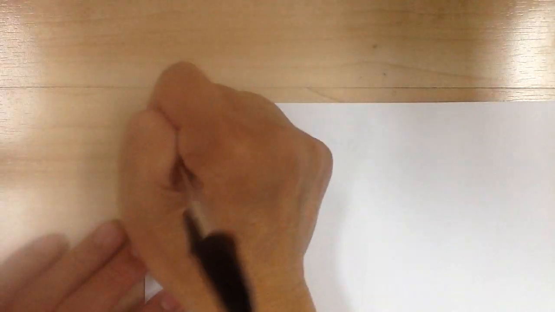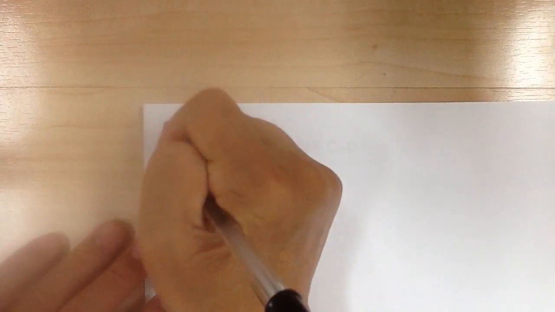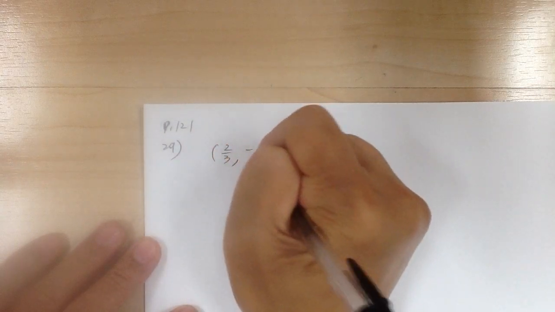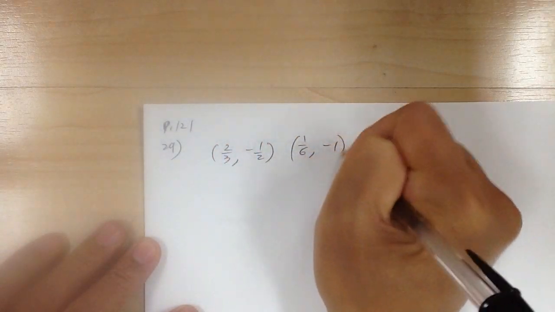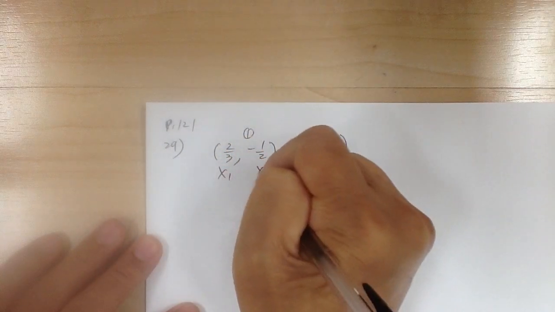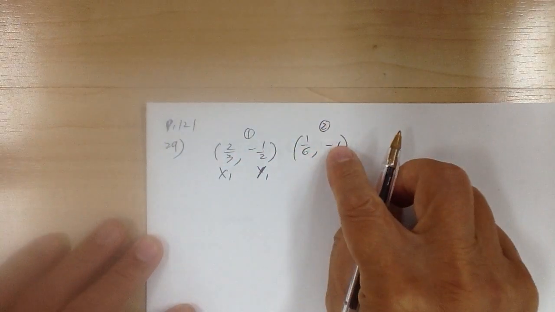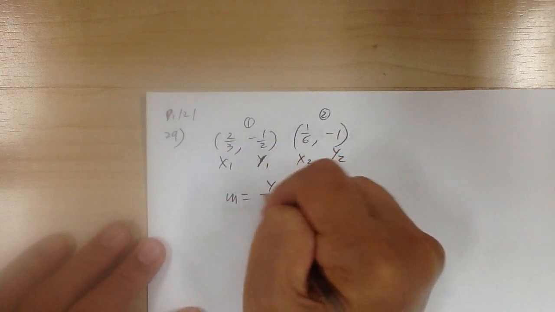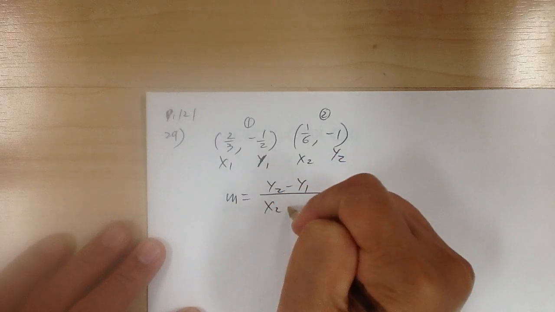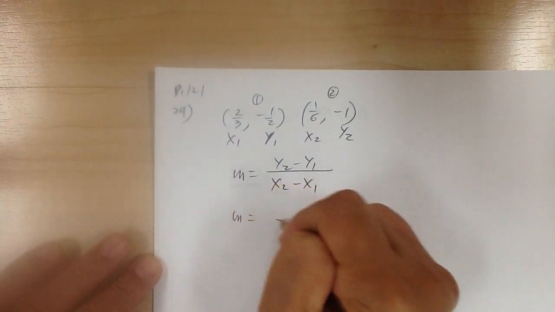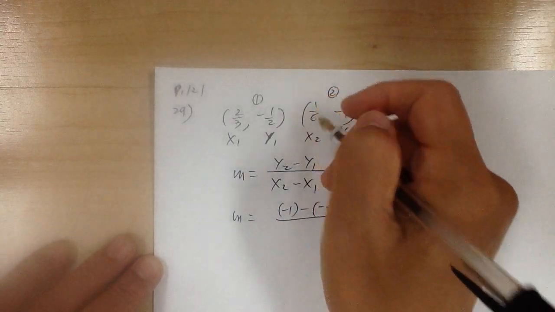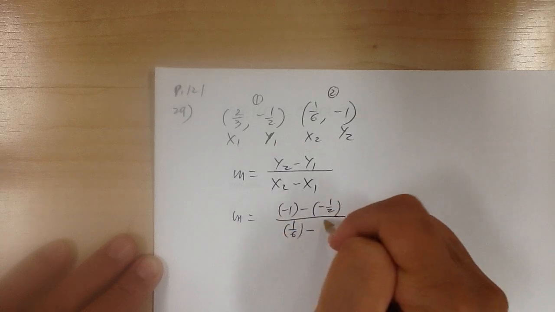Okay, next one. So you've got (2/3, -1/2) and (1/6, -1). So again, point 1 would be x1, y1. That's your point number 2, so it'd be x2, y2. So again, slope equals y2 minus y1 over x2 minus x1. So slope equals -1 minus -1/2, and then you've got 1/6 minus 2/3.